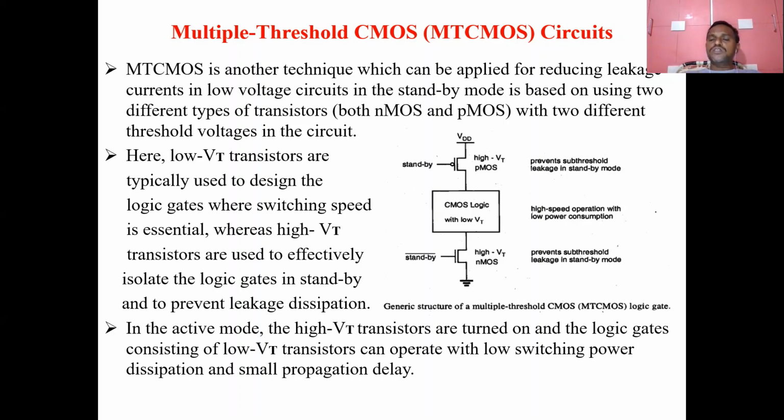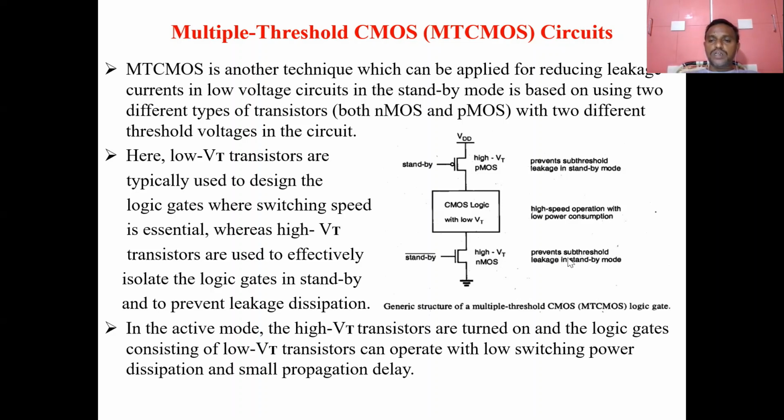That's why it is called multiple threshold CMOS circuits. Now the circuit consists of the low threshold voltage CMOS logic, whatever logic we require. We will make that CMOS logic with low threshold voltage transistors. And here we have two transistors, that is a high threshold voltage PMOS and, at the same time, a high threshold voltage NMOS transistor, and we are using those transistors in the standby mode. This is the diagram we are going to consider in multiple threshold CMOS circuits.